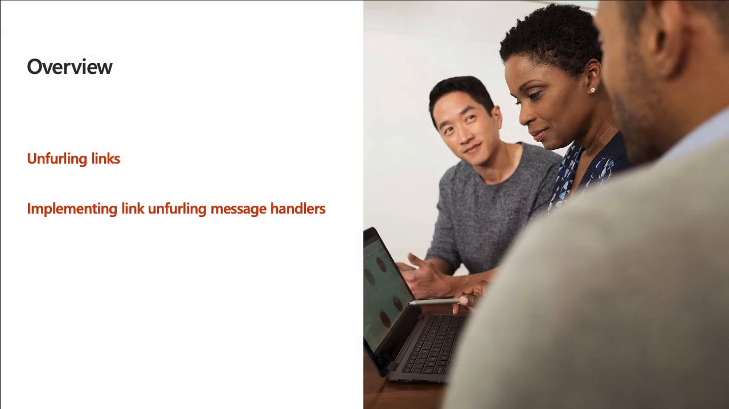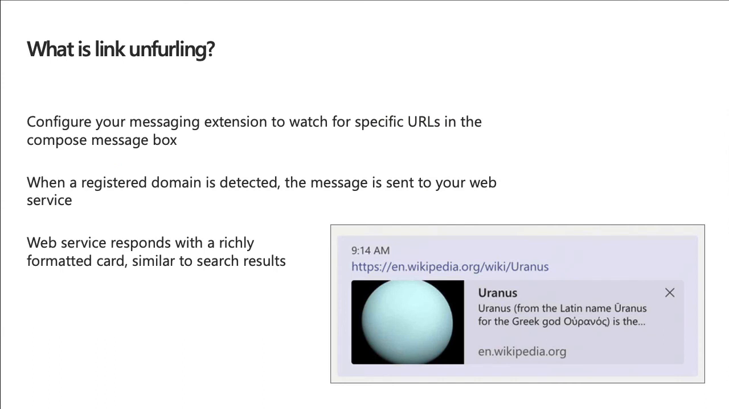In this unit, you'll learn how to add link unfurling to your Microsoft Teams app and how to implement this type of messaging extension. With link unfurling, your app can register to receive an invoked activity when URLs with a particular domain are pasted in the composed message box. The invoke will contain the full URL that was pasted into the composed message area, and you can respond with a card the user can unfurl, providing additional information or actions. This works similarly to a search command, with the URL serving as the search term.